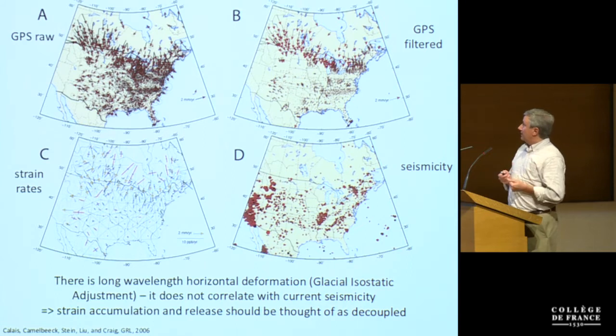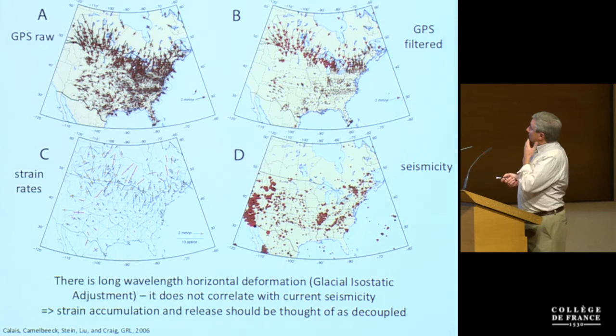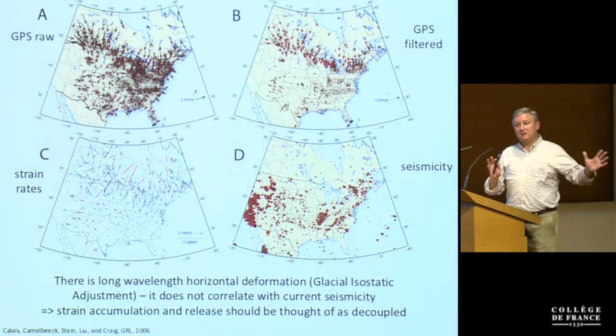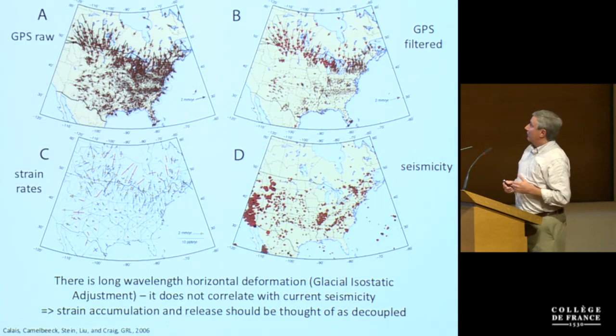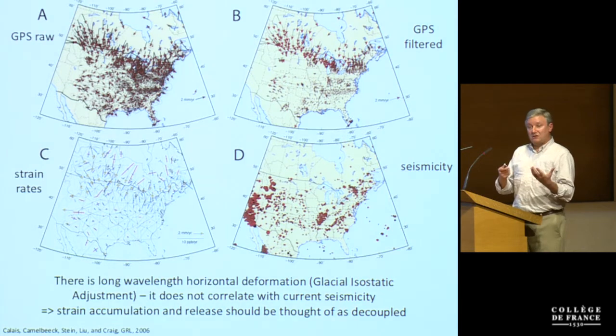What about the whole continent? We've seen maps of GPS sites in North America. This is the raw data. This is what it looks like when you look at GPS velocities and you remove, in a very simple way, the rigid plate motion. This is 2 millimeters per year for scale. So these are deviations with respect to rigid plate motion.